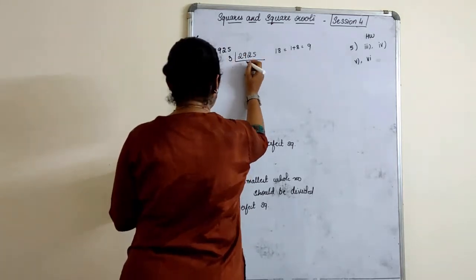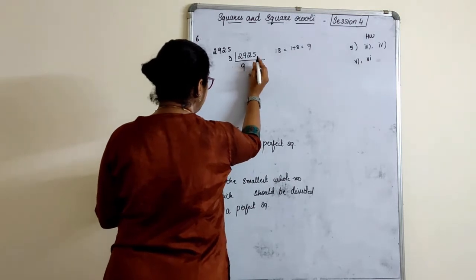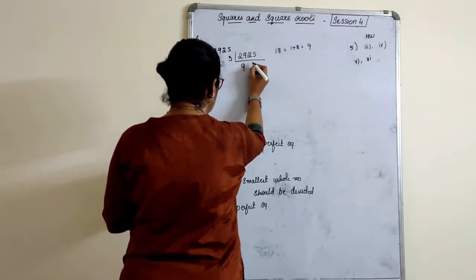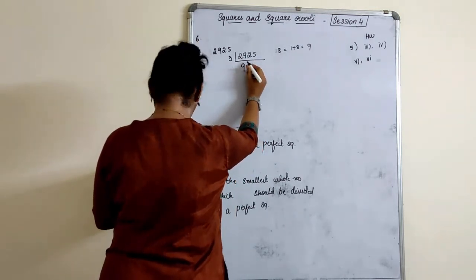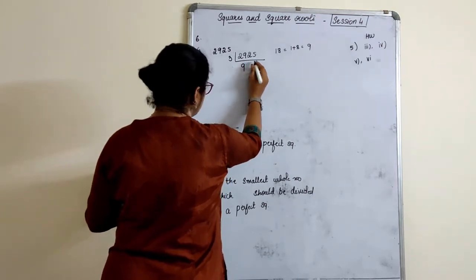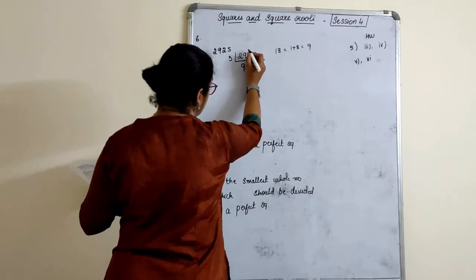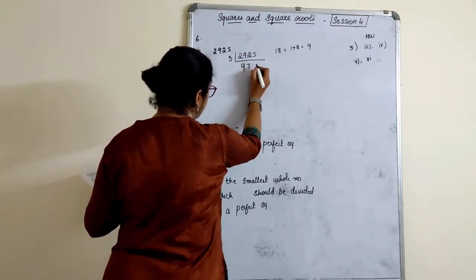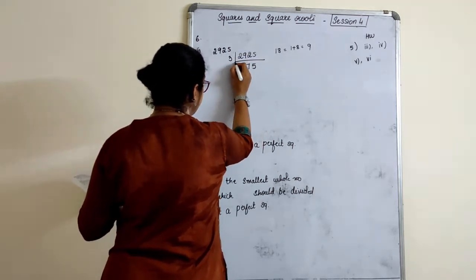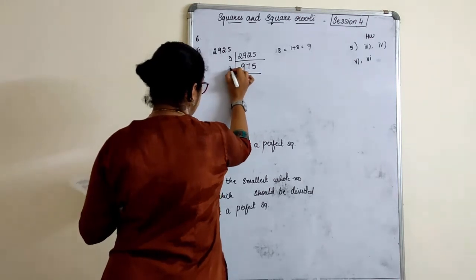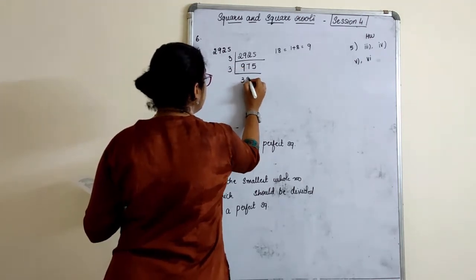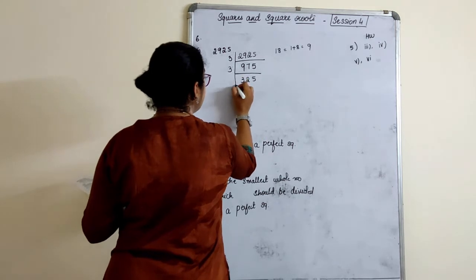So when we start, 3 nines are 27. When we get here, we get a remainder. 3 sevens are 21. 3 fives are 15. Further again by 9. 3 threes are 9. 3 twos are 6. 3 fives are 15.